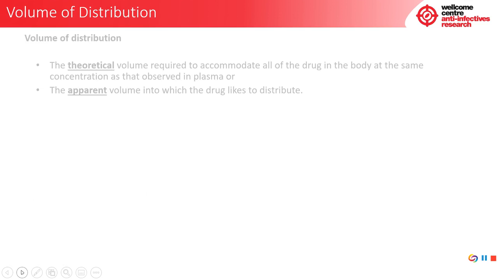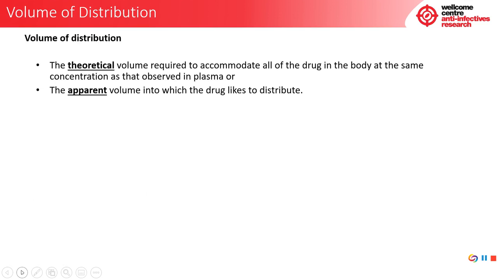Volume of distribution. The volume of distribution is the theoretical volume required to accommodate all of the drug in the body at the same concentration as that observed in plasma. Or it could also be defined as the apparent volume into which the drug likes to distribute.